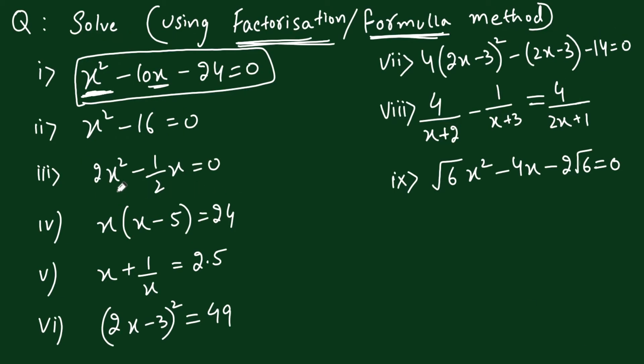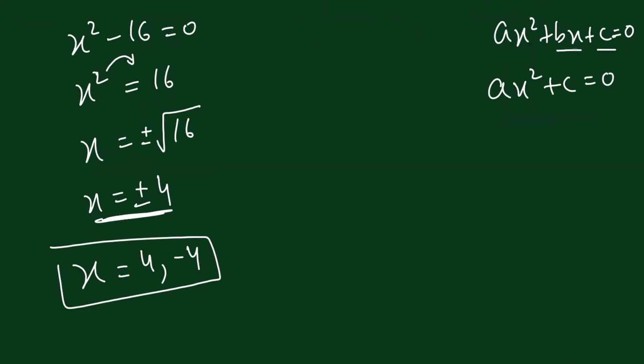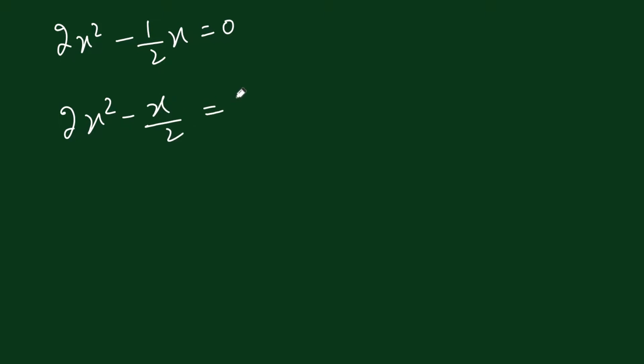Next one is 2x square minus half x. 2x square minus 1 by 2x is equal to 0. So this type of quadratic equation, what we need to do, I can write it 2x square minus 1 into x by 2 is equal to 0. So this type of quadratic equation, I need to simplify first.